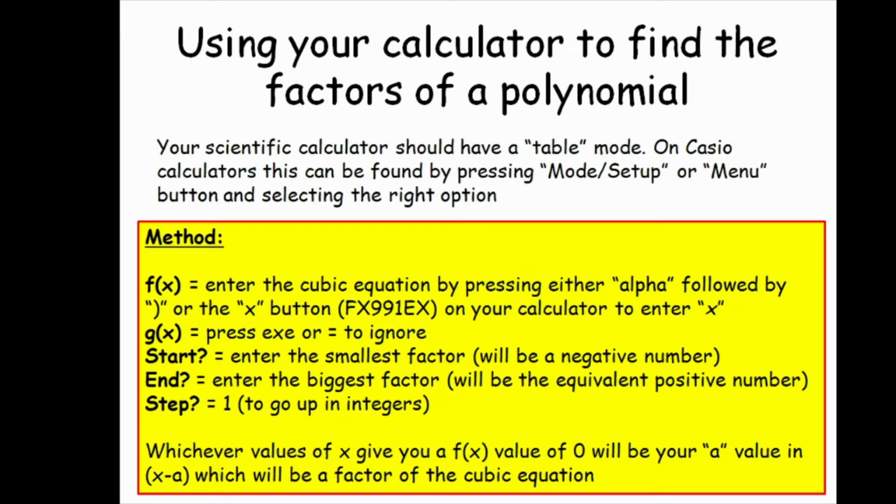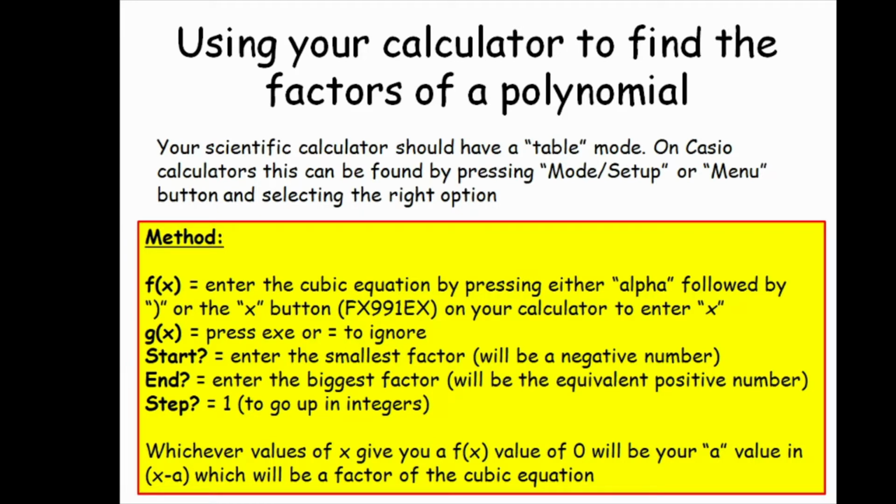It then may ask you for another function because you can actually do two functions at the same time. We'll just bypass this. So if you just press execute or equals, it will just ignore it. Now the next thing we move on to is the start. What you need to enter here is the smallest factor of d that you've got. This obviously will be a negative number, so you enter your negative number. So for example, if we go back to the example I used earlier, if d was positive 3, then our factors would be plus or minus 3, plus or minus 1. So from that, I'd use minus 3. For your end value, you want to use the biggest factor you've got, which in that case would be the positive version, so it would be positive 3.